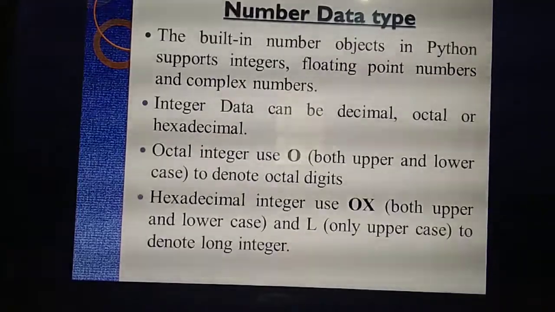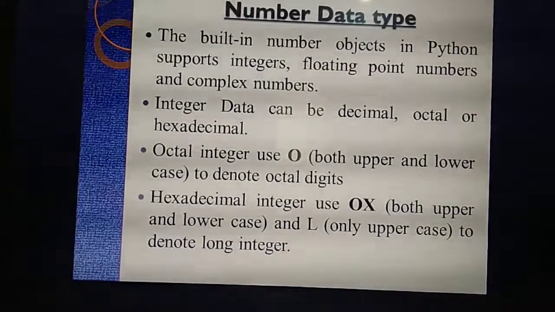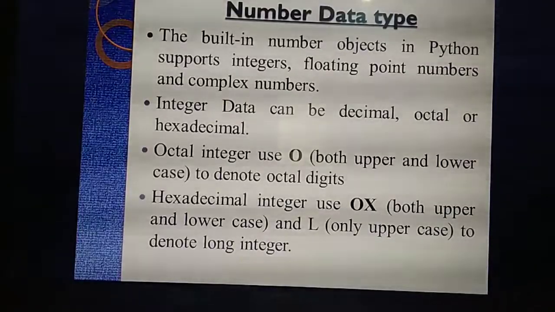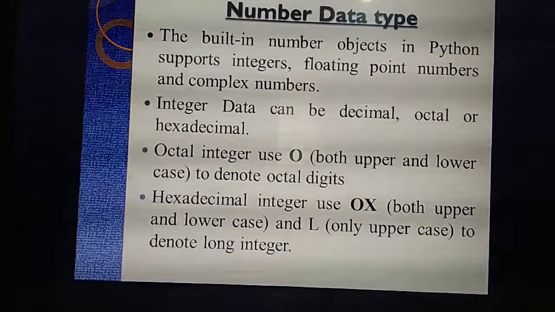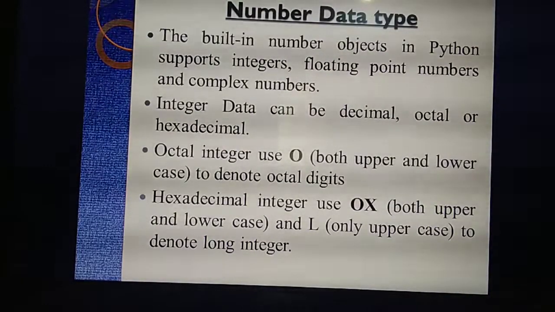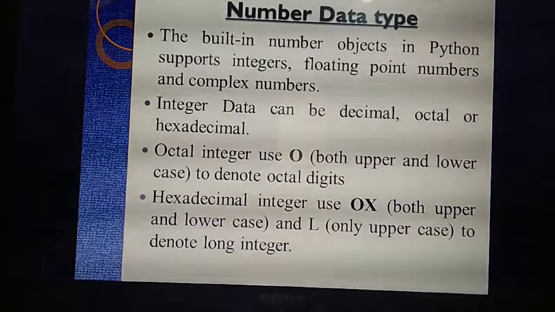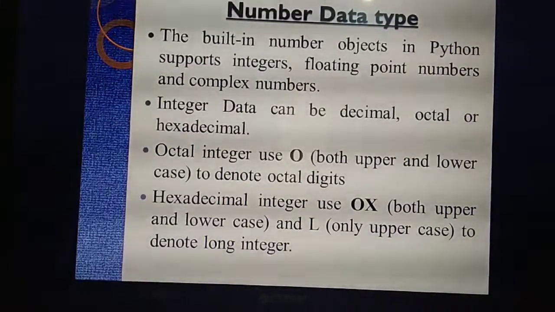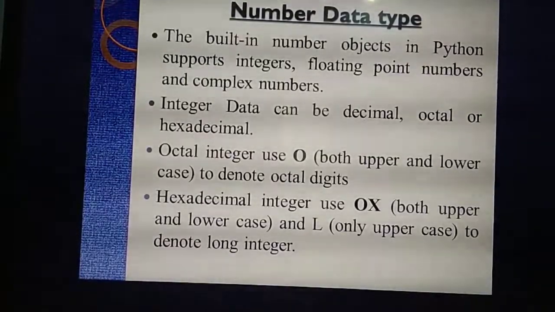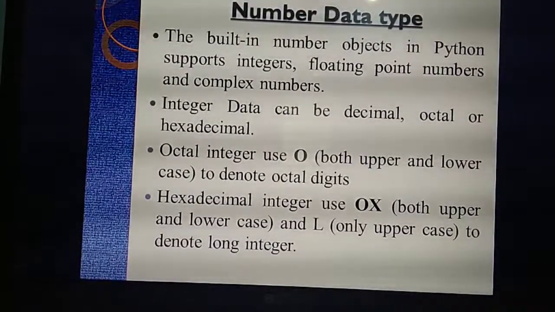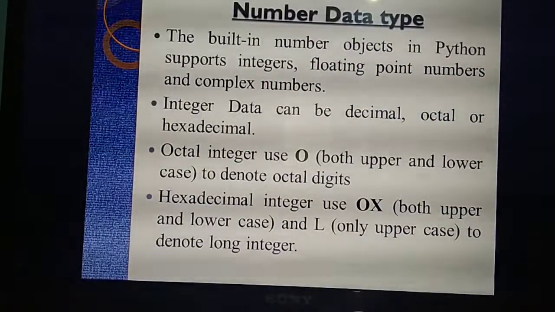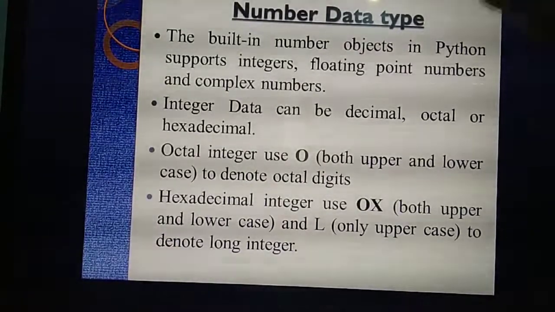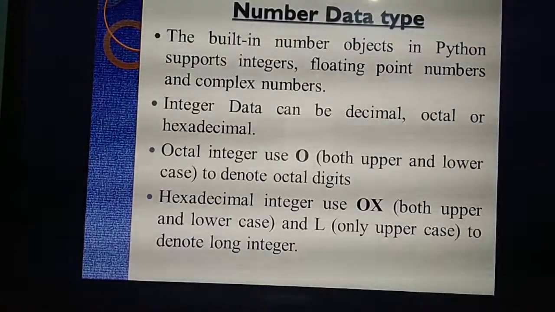So the first data type is the number data type. The same thing I explained in one program: integer, float, complex, the same only. In the number data type, how many data types are there? 3. What are they? Integers, floating point and complex. Totally 3: integer, floating point and complex numbers.